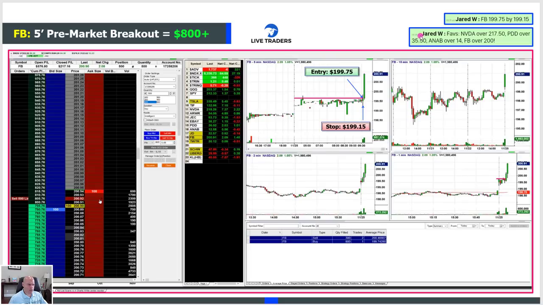But we already saw it in the pre-market. I already knew at 9:26 I wanted Facebook in this area. This is how we're able to take them at 9:31, because we knew 5 minutes prior it's what we wanted to do. We were already prepared for Facebook before the market ever opened. There is the line in pink. 199.75 is the entry, 199.15 is the stop, and it made over 800 bucks on it.